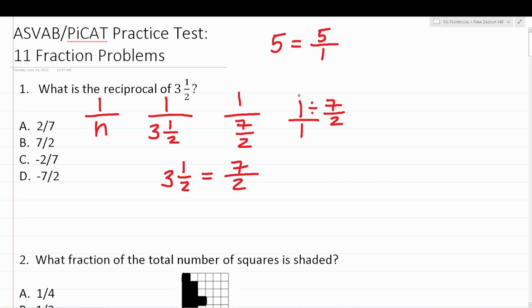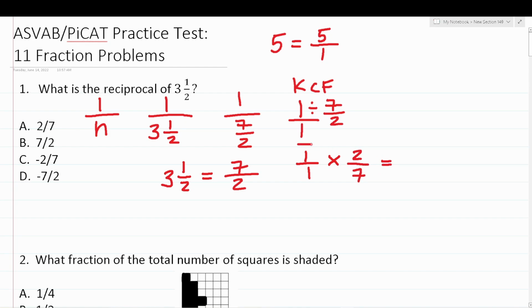Well, how do you divide fractions? You follow the algorithm keep, change, flip. This keep refers to this first fraction. You keep it the same, so that's going to stay as 1 over 1. Change refers to this division symbol. You're going to change that from division to multiplication. And flip refers to this second fraction. You're going to go ahead and flip it. So instead of being 7 over 2, it's going to be 2 over 7.